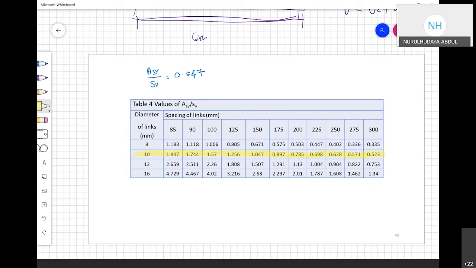So Sharon cakap dia nak pakai spacing 275. So you tengok 275 size 10, so 0.571. So boleh lah. Okay. Thank you Sharon. Because of value ni lebih besar daripada you punya SV divide by SV. Okay, so how we going to write this one?